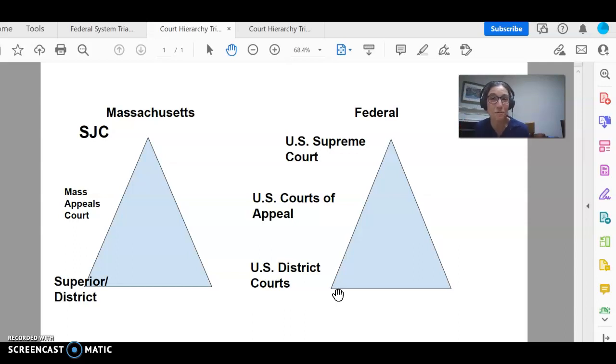Anyone think of some high-profile cases that took place there? I'll give you a hint. Whitey Bulger, Dzhokhar Tsarnaev, the marathon bomber, and even in the news again right now, these college admissions cheating scandal cases, also at the U.S. District Court for the District of Massachusetts.